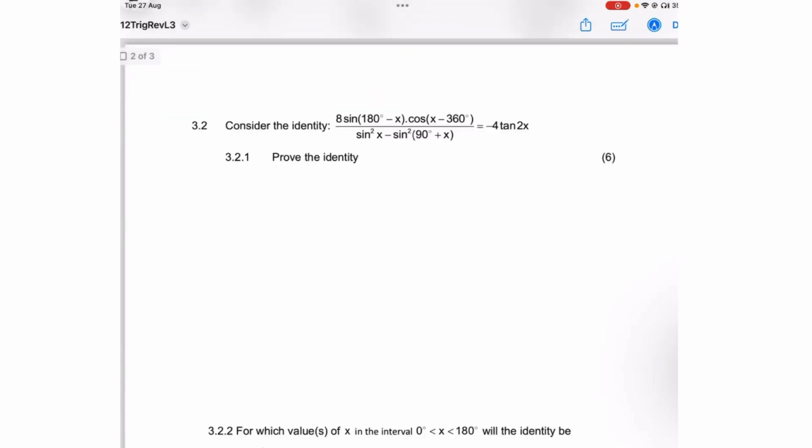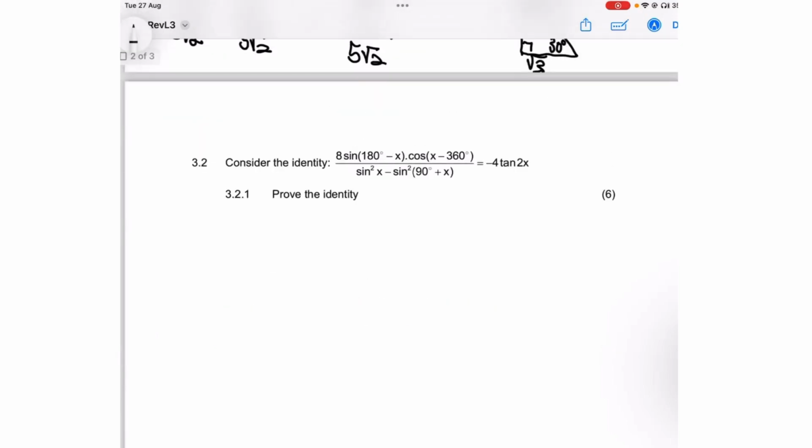Now, the next question is saying, consider the given identity. And from the given identity, you need to go and prove that identity. So what we do is we take the most complex side, so which is the left-hand side in this case. So the left-hand side, we're going to simplify it. Sine is positive in the second quadrant, so this will be sine x.